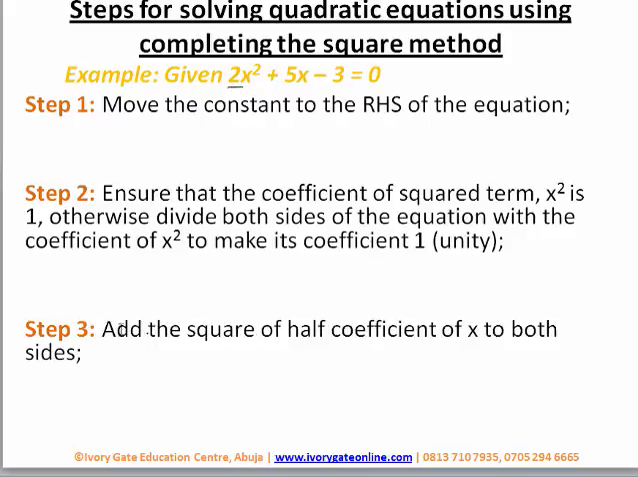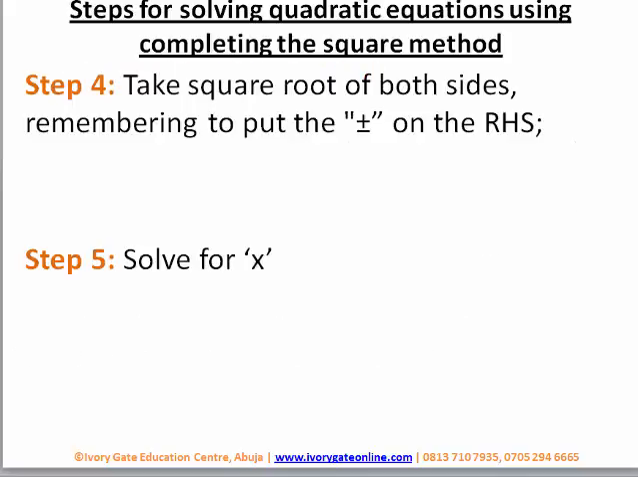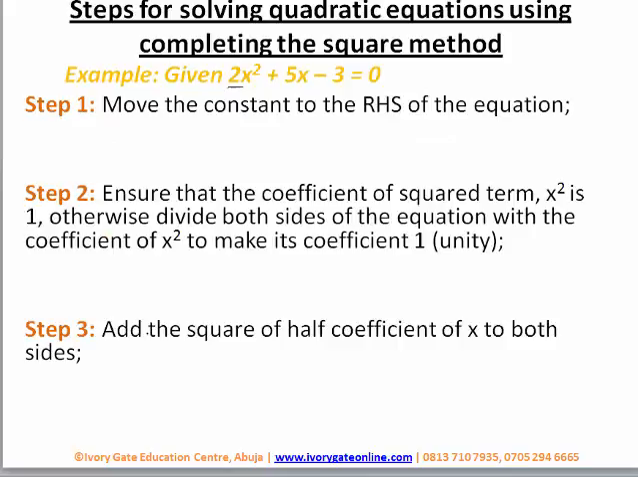So the third step is to add the square of half coefficient of x to both sides. Then after doing that, we take square root of both sides, remembering to put the plus or minus on the right hand side. Then you solve the equation. Okay, so let's walk through the steps one by one.